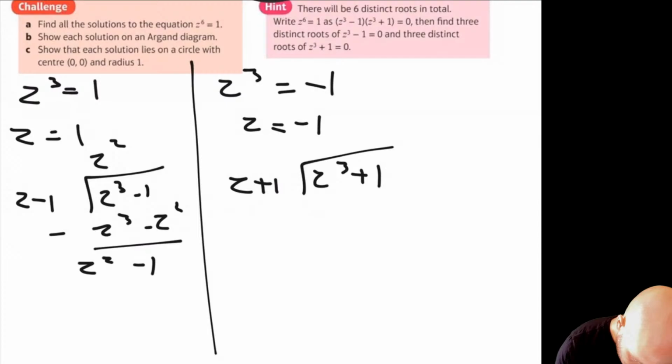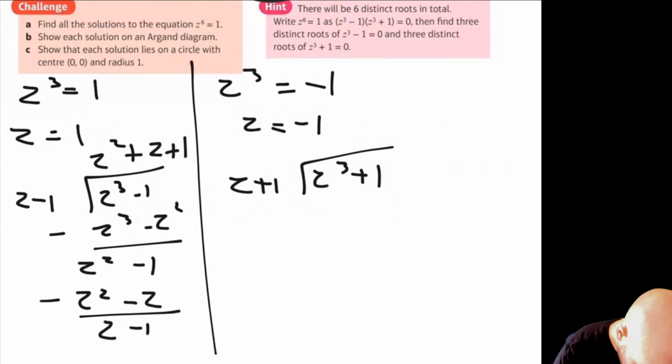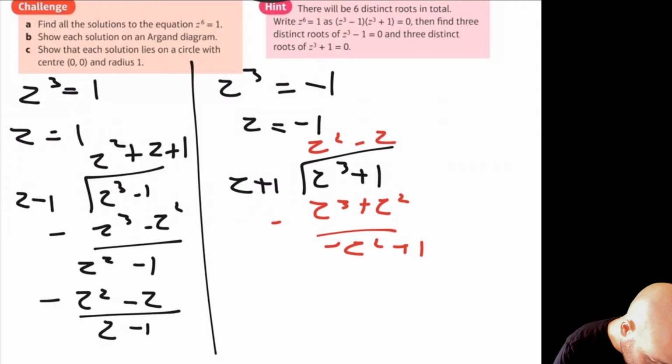So that gives me plus z on the top, z squared minus z. Take those away, we get z minus 1, so we get plus 1 on top there. Same thing over here, so we're getting z squared, z cubed, plus z squared, minus z squared, plus 1, minus z squared, minus z. Take those away, z plus 1. Gives me a plus 1. So we end up with two quadratics here to solve, which is a lot easier.